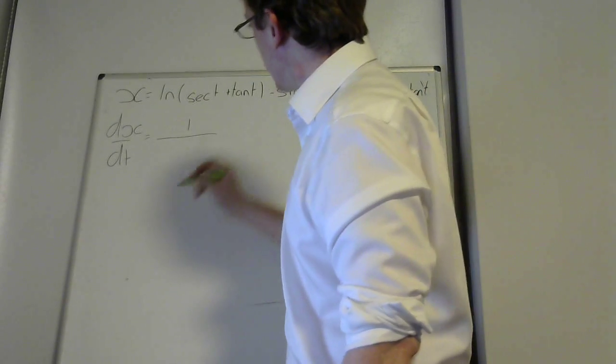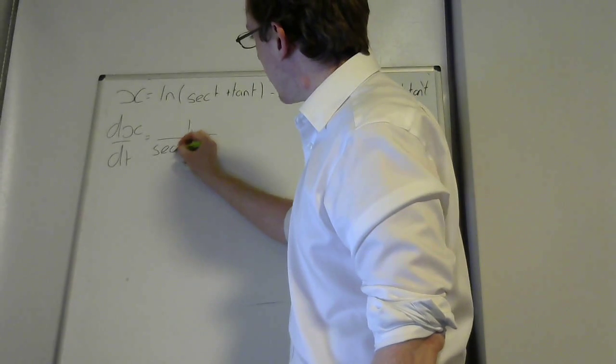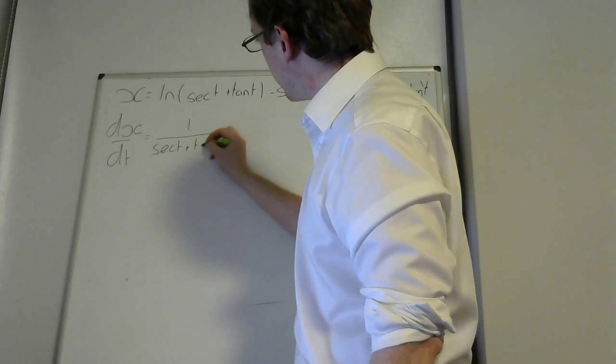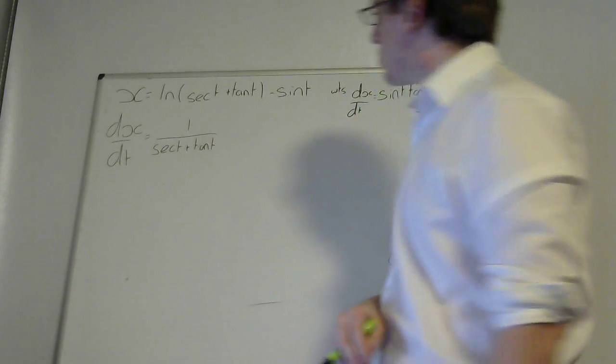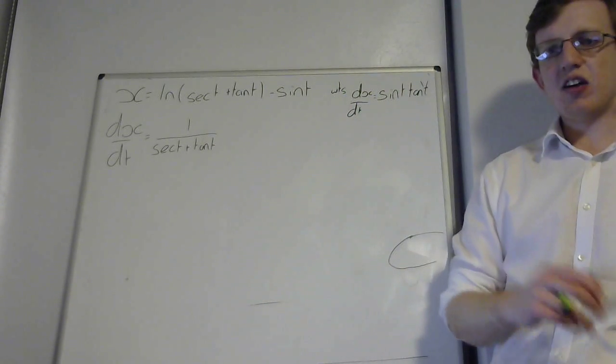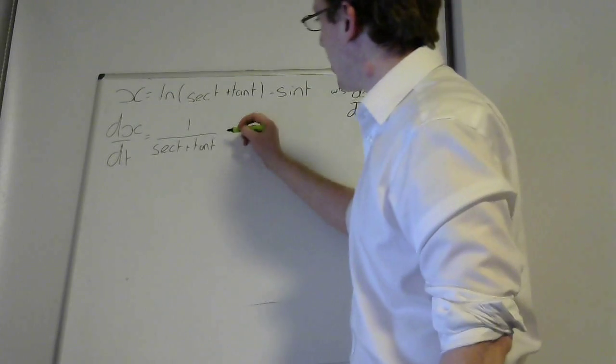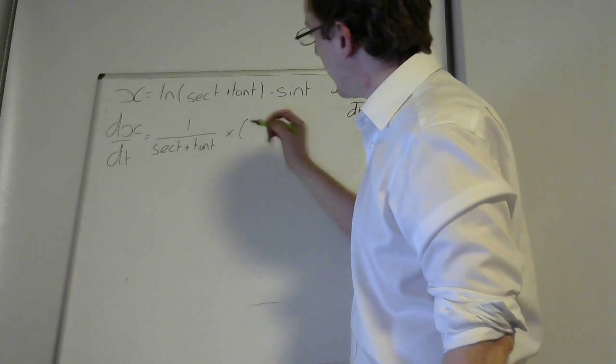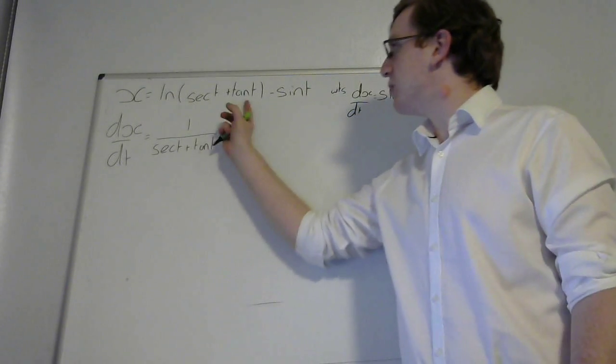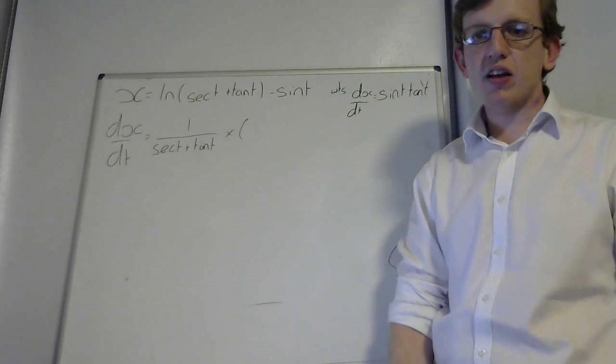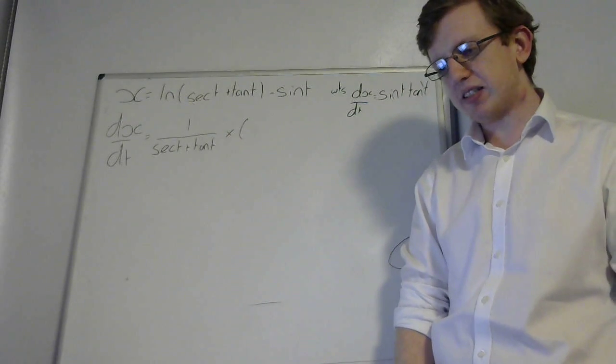So the derivative of this is 1 over sec t plus tan t, multiplied by the derivative of the inside function. I don't have to put that on the top of the fraction, I can write multiplied like this, and then in a bracket, the derivative of the inside function. So the derivative of sec t plus tan t.